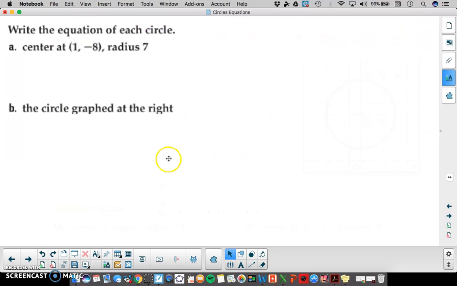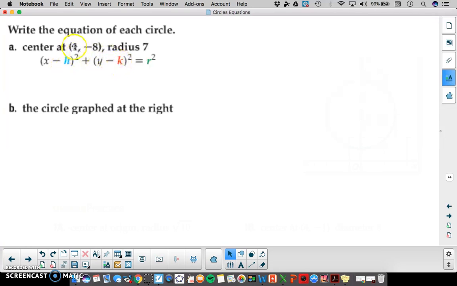Okay, here we have some practice problems. We're wanting to write the equation of each of these circles. We have a center at 1, -8, and a radius of 7. We're going to use that equation to plug in our values for our center and our radius. So the equation is x minus h squared plus y minus k squared equals r squared.